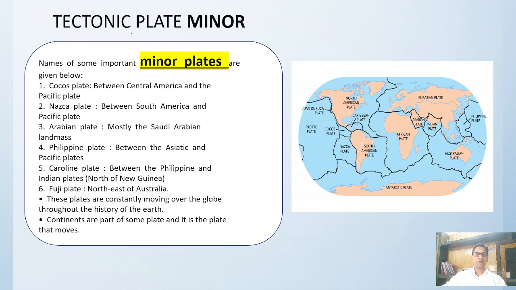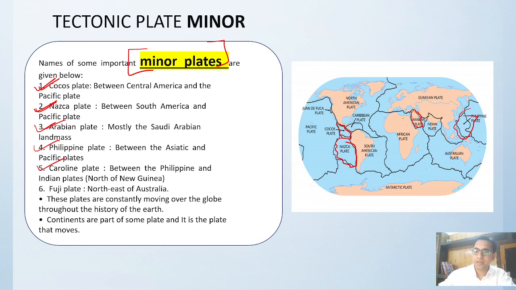Then we have minor plates. Some minor plates are also there. Small plates: the Cocos plate. If we go back, you can see here the Cocos plate. The Nazca plate is an oceanic plate. Then we have the Arabian plate. Here we have the Philippine plate.